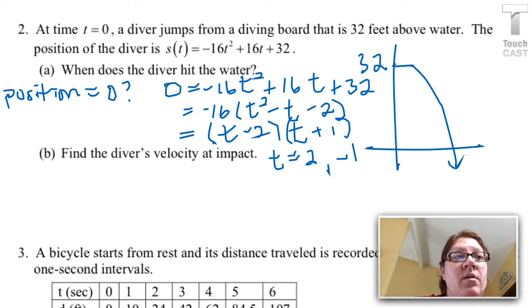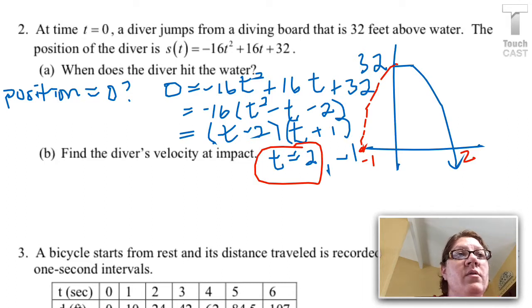Now, keep in mind, time can't be negative, right? If it were, that other x-intercept would be back here. That's what time he must have started climbing the ladder. So I'd get a negative 1 there, and I have 2 here. So when does he hit the water? At time equals 2 minutes or seconds, or what do you think, hours? Yeah, I'm going to go with seconds.